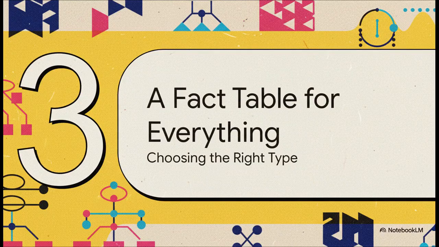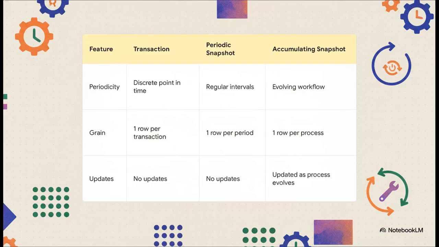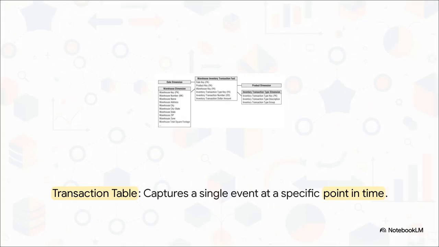So not all business questions are the same, which means we need different types of fact tables to answer them. And this table here illustrates the three main types beautifully. They're each designed for a different kind of analysis. So let's take a quick look at each one. First is the transaction table. This is the most common one. It records a single event, which gives you this incredibly detailed one row per event view of what's going on.